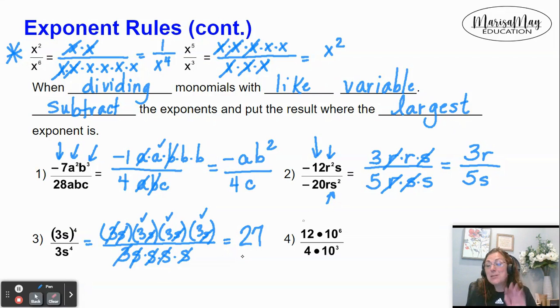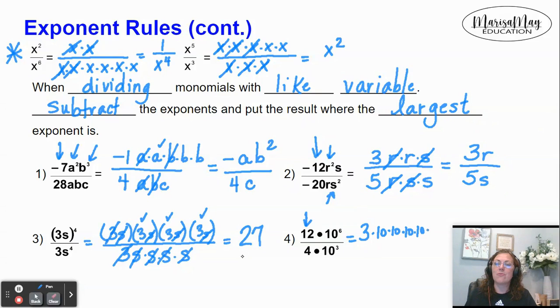All right, one more. This one doesn't have any variables in it at all. These are actually in what we call scientific notation. We're going to talk a little bit more about that here in a minute. But look at the numbers in front, right? 12 divided by 4 gives you 3. Now look at what you have on top. You have 10 to the 6th. So that's 6 tens being multiplied together, right?